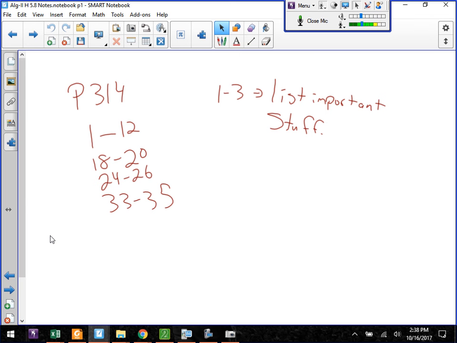Where it says 1 through 3, list the important stuff. Those are graphs. I don't want you to graph them. I want you to tell me where's the axis of symmetry, the vertex, is it up or down, things like that. You have one new problem, I think it's the last one.